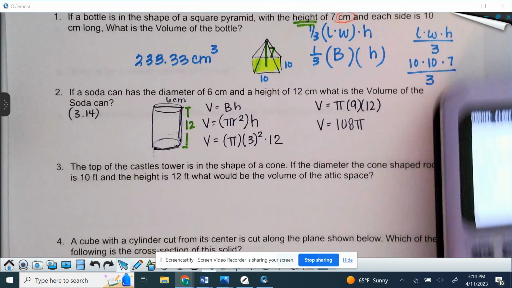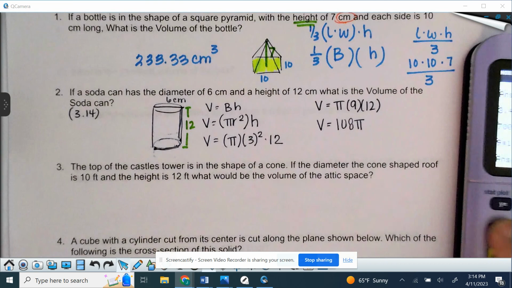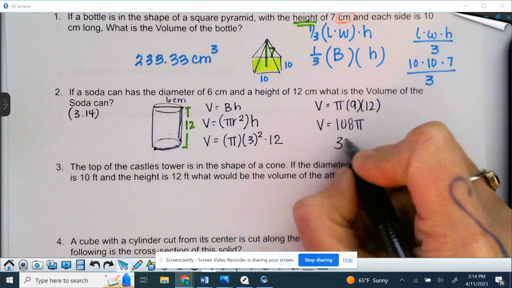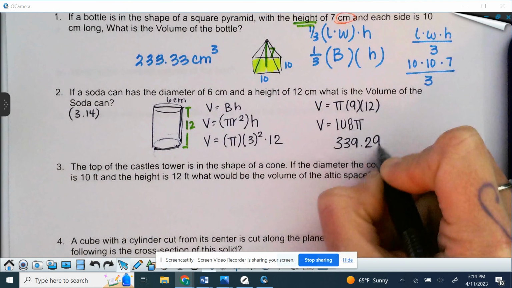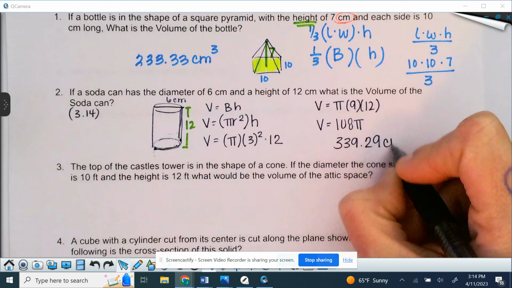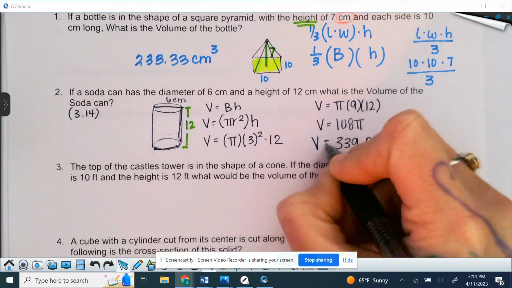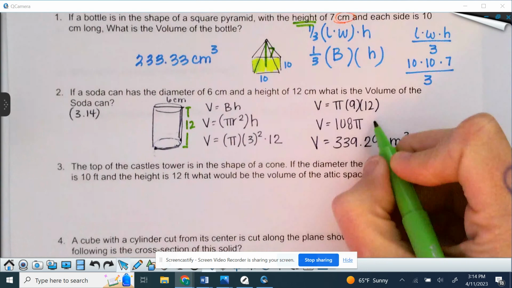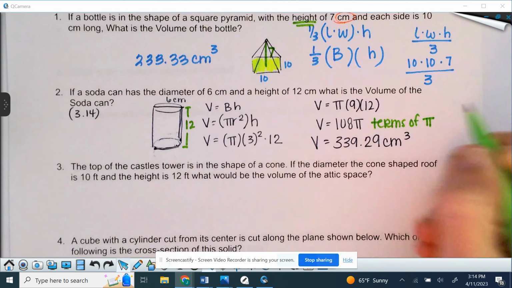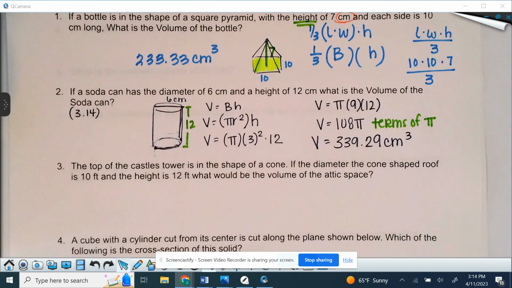And so if we use the pi button for the most accurate answer, it's going to be 339.29, and then there's a 2006, that 2. So then centimeters cubed. So again, this is in terms of pi. And when we say in terms of pi, we're just meaning don't push the pi button. That's all that means. So if you see lots of answers with pi attached, all they did was, whatever formula they were using, they did not use the pi button.